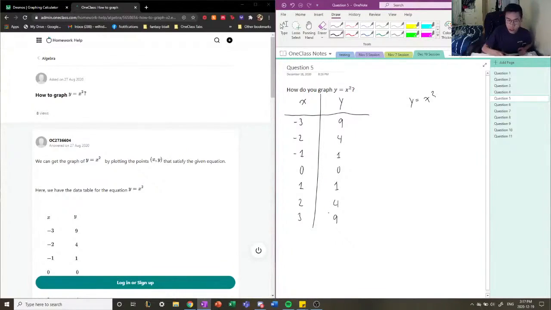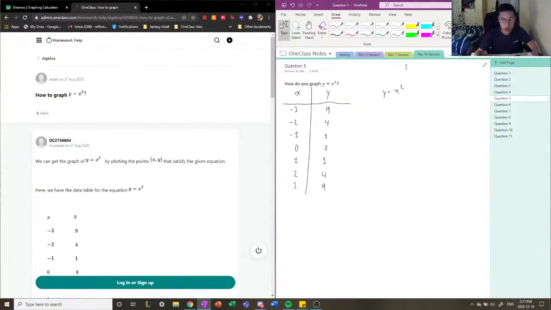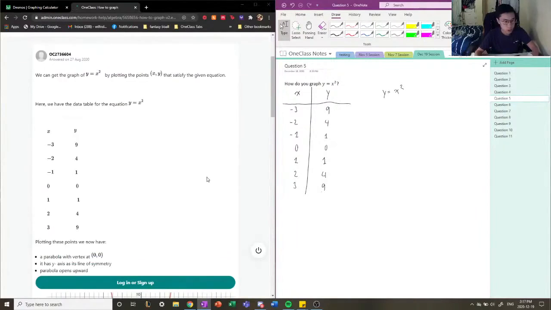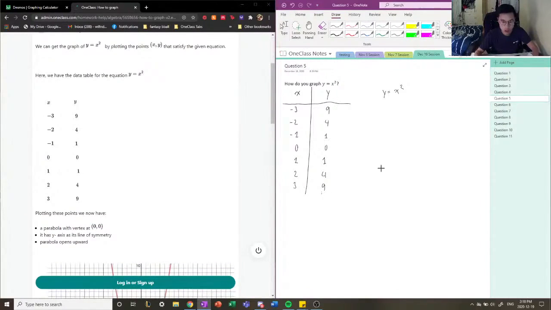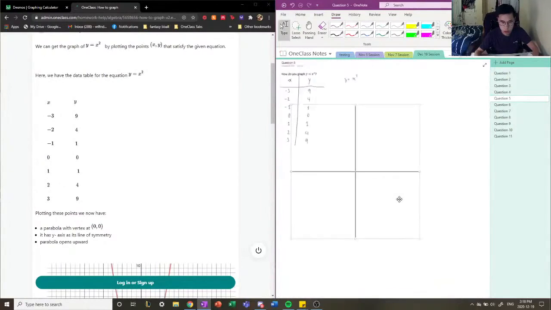So by doing these testing points, we are now able to plot them on our graph. By graphing out these testing points, we can extrapolate the behavior of this function and see what we're looking at, okay? All right, so let's draw out our axes here. Let me just zoom out.